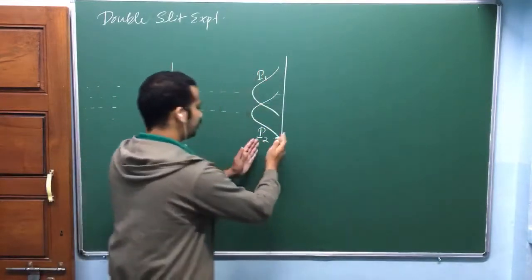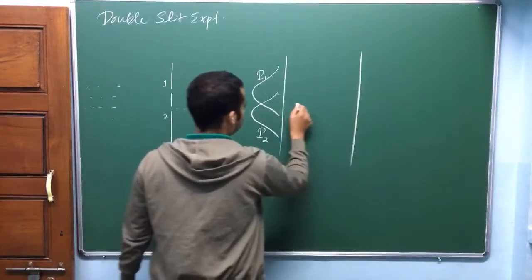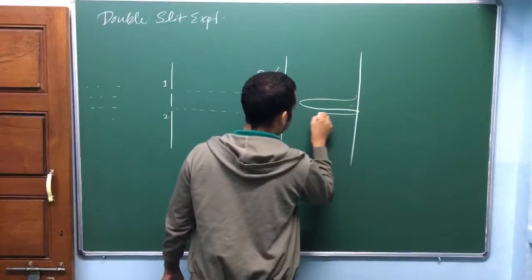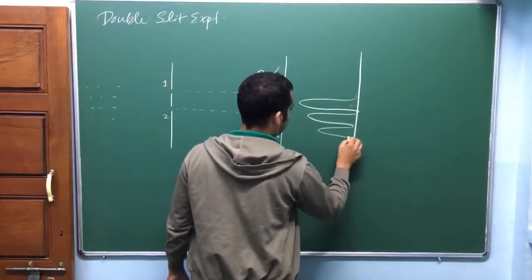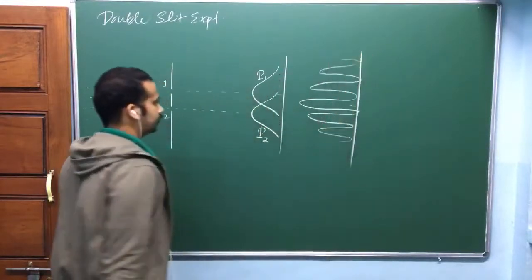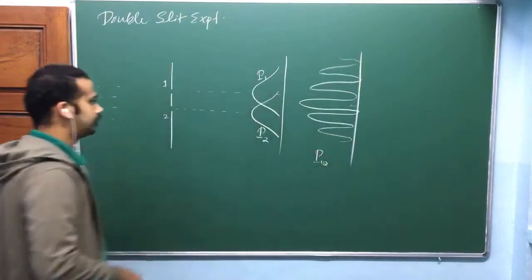Again, look here, I am not moving the screen. When we expose both slits, we got this kind of pattern, approximately. We call this one P12, when we expose both of the slits, that we have seen.